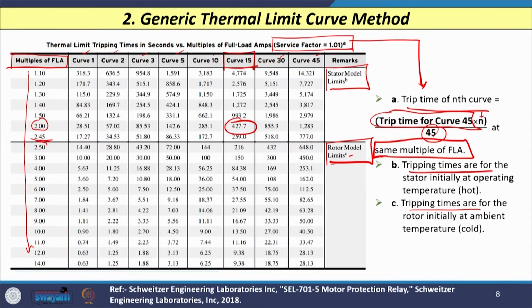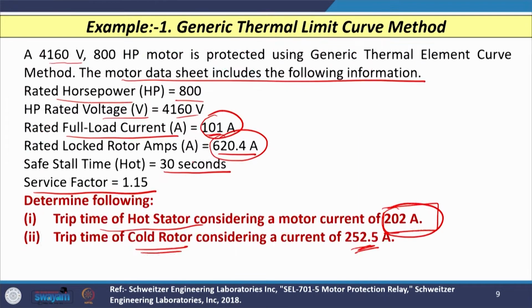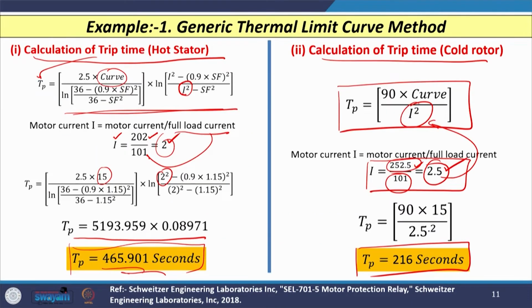So, you can see that when I consider the 2.5 that is equal to I and when I consider the curve number 15 for rotor case, the value comes out to be 216, whereas whatever value we calculated, that is also coming 216 seconds. So, both are exactly matched.